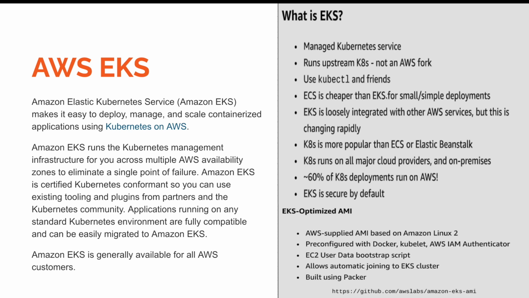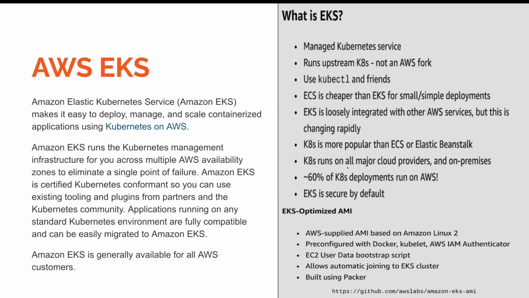ECS is cheaper than EKS for small workloads. Now, if you're thinking about whether you should run ECS or EKS, you have to think about the current infrastructure, the workload, and everything. But it's a good point to note that ECS will be cheaper if you want to run some containerized workload. EKS is closely integrated with other AWS services, but this is changing rapidly. EKS is more popular than ECS or Elastic Beanstalk. Yes, this is also a well-known fact that Kubernetes is more popular than ECS or Elastic Beanstalk.